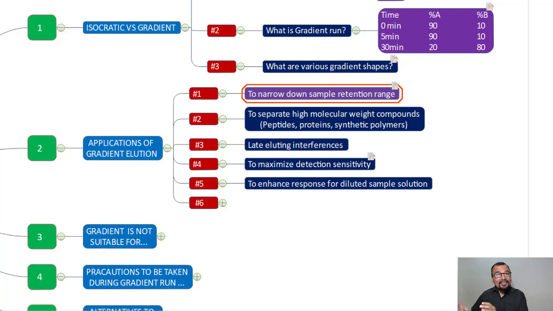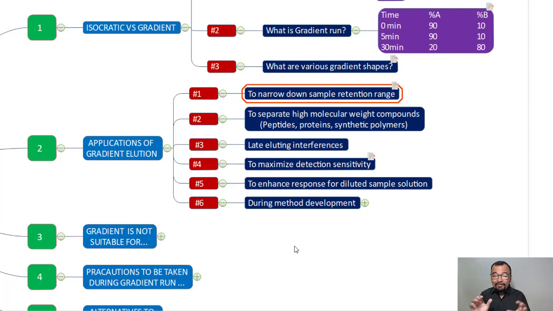And once such a higher amount of the stronger mobile phase reaches the sample plug, the band which was available earlier inside the column will get reduced, and because of that reduced band of the sample you will have sharper peaks, and hence the response of the analyte will get further enhanced just because of the gradient elution technique. The sixth one is during method development.